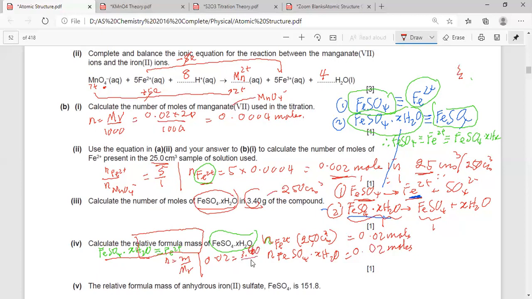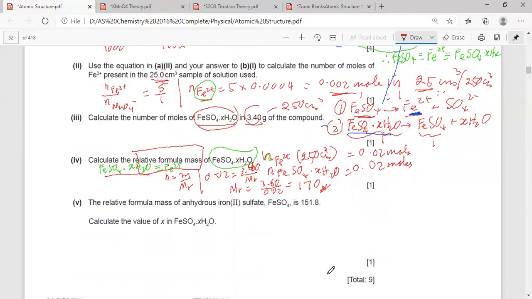Very bad handwriting, over Mr. So Mr is equal to 3.60 divided by what? 0.02. You find it out, which I did by myself, of course. It's equal to 170. That's the answer.